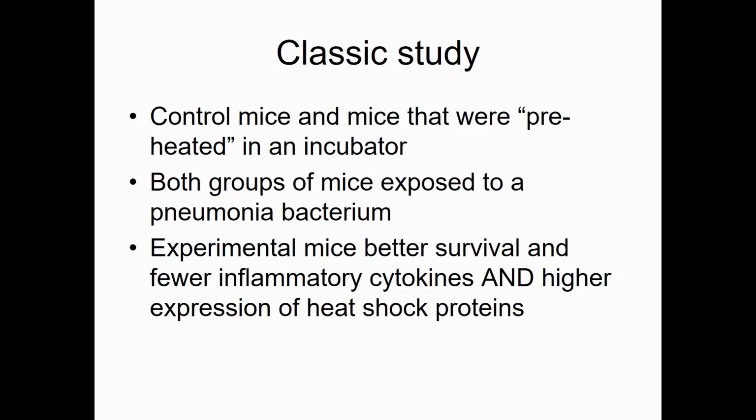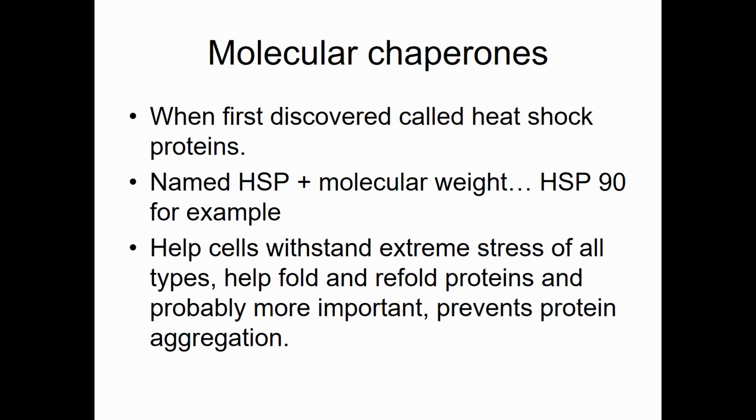They exhibited less inflammation, and the investigators could see that they expressed a whole bunch of proteins. And because heat had stimulated the expression of these proteins, and these proteins seemed to be helping the mice survive, they were called heat shock proteins. So heat shock proteins was the first name, and now we realize that the category is much, much larger, and so they're called molecular chaperones. So heat shock protein is abbreviated HSP. So if you had a chaperone that was 90 molecular weight, the name of that protein would be HSP90.